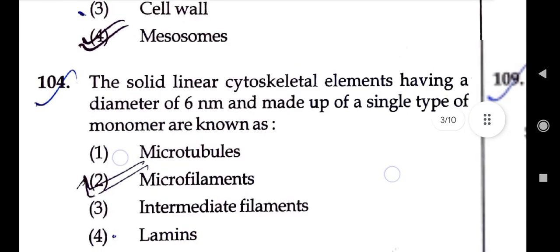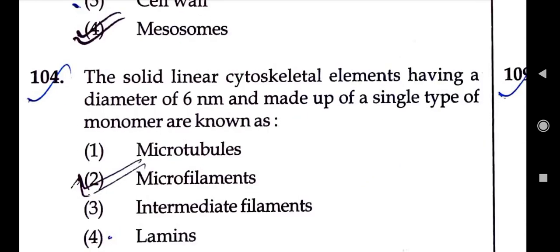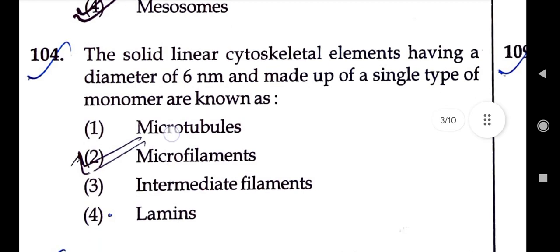Let's see question number 104. The solid linear cytoskeletal elements having a diameter of 6 nanometer and made up of a single type of monomer are known as microfilament. Option 2 is the correct option, that is microfilament. Option 1, microtubules. Option 3, intermediate filament. Option 4 is lamins. So option 2 is the correct option. Other options are wrong.